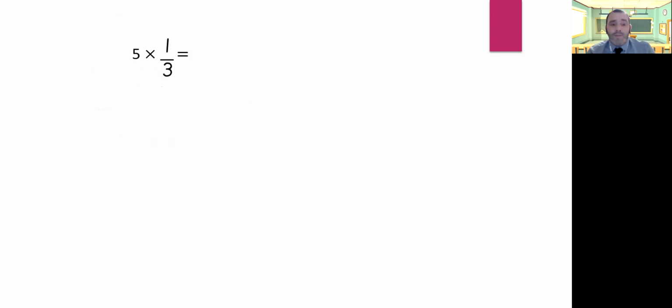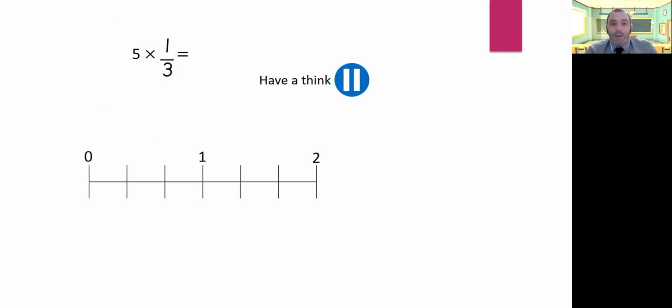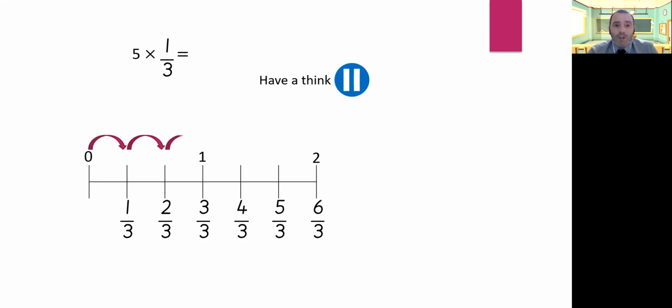So moving forward, 5 times 1/3. Have a think. What are we going to end up with here? Okay, I'm sure you're all shouting the answer at the screen. So we're just going to go through this one because we get an improper fraction. So I've got my number line with it split into thirds. So I've got 1/3, 2/3, 3/3, 4/3, and 5/3. We've got 5 jumps in there, or 5 lots of 1/3. So that gives me 5/3.